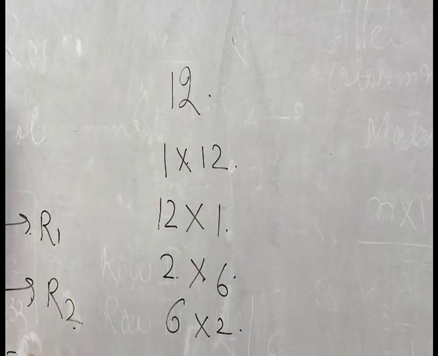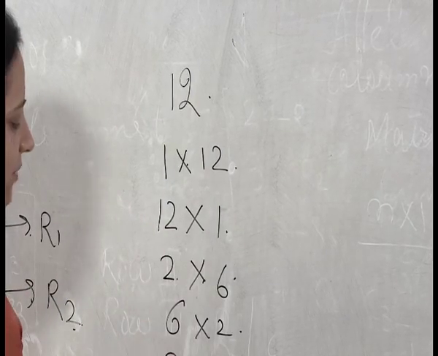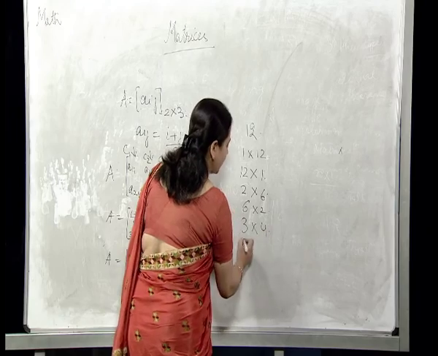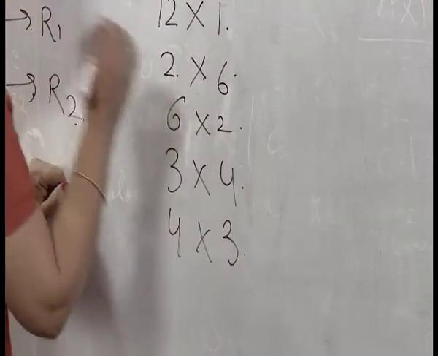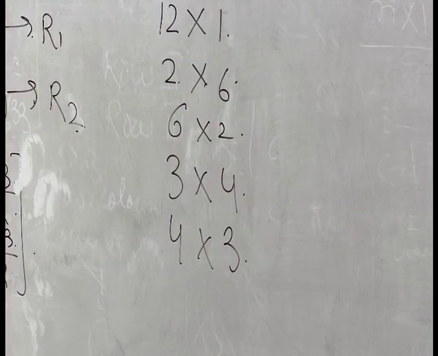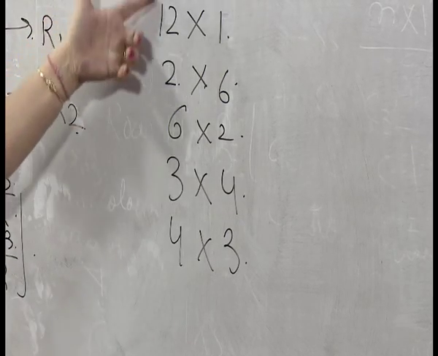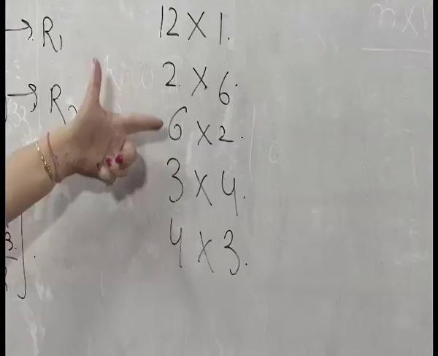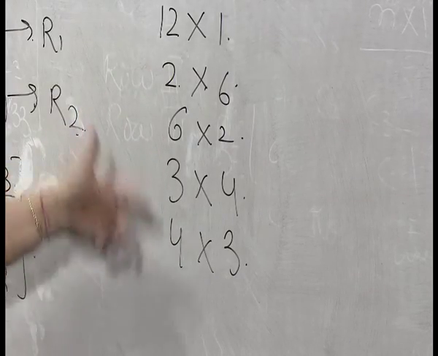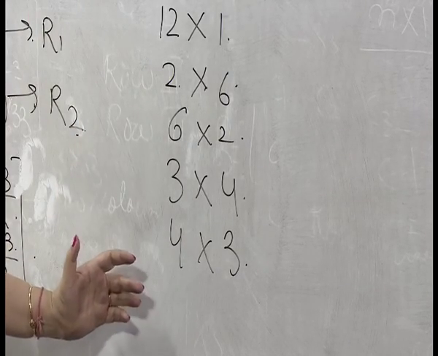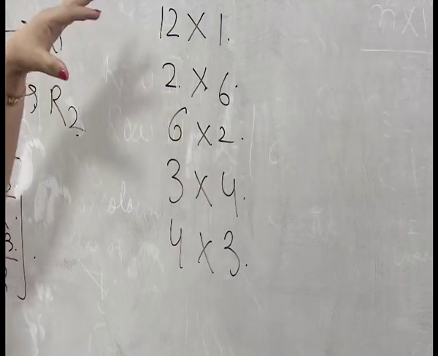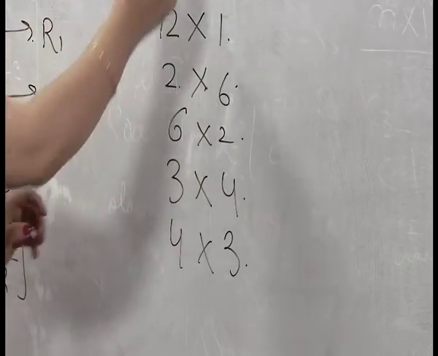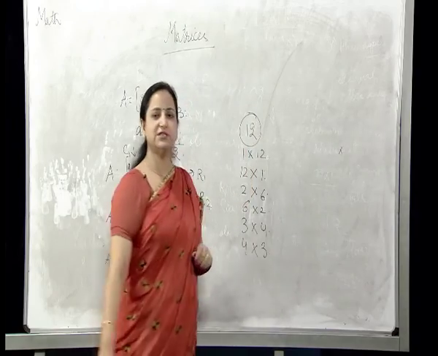Same way, what are the other factors? The other factors can be written as 3 into 4 and 4 into 3. Is there any other factor? No. So how many possible orders are there? 1, 2, 3, 4, 5, 6. So you will have 6 different matrices, but all the matrices will have the same number of elements, which is 12.